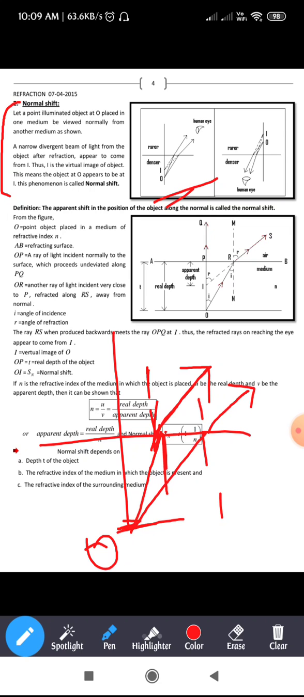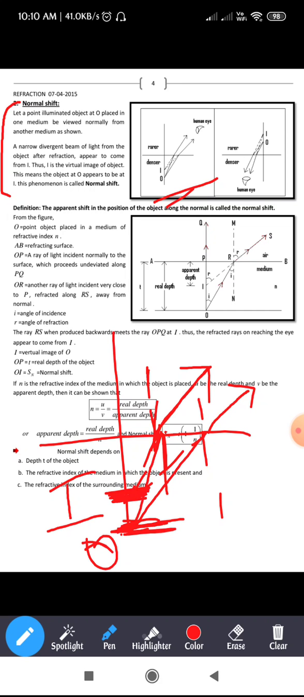So when you extrapolate this, it meets at some point, that is at this point. Hence for us who are seeing this object from the rarer medium, it appears like the object is placed at this point. Actually the object is placed at O, but for us it will be assumed like the object is placed at I. So this is called the normal shift.